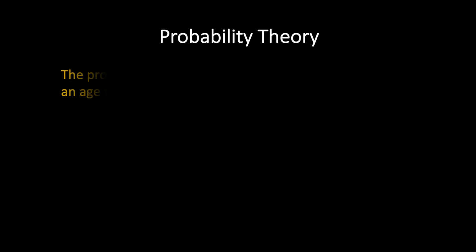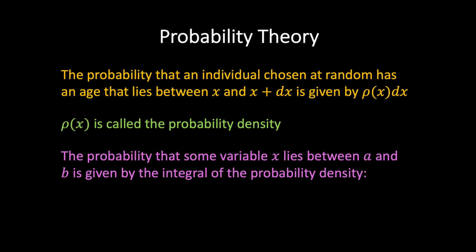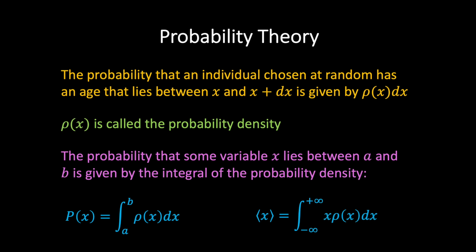It follows that the probability that some individual chosen at random has an age that lies between x and x plus dx is given by rho of x dx, where rho of x is called the probability density. It follows that in general, the probability that some variable x lies between a and b is given by the integral of the probability density, and the rules that we obtain for discrete variables carry over in an obvious way. For example, the expectation value of a continuous variable is given by the following expression.